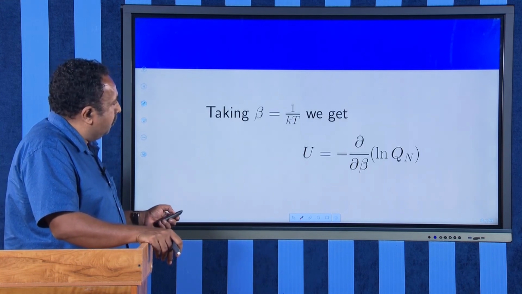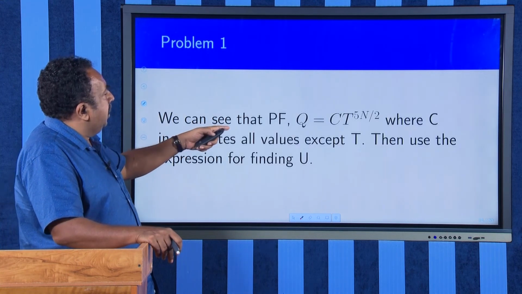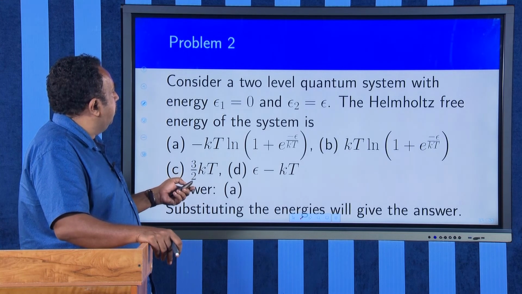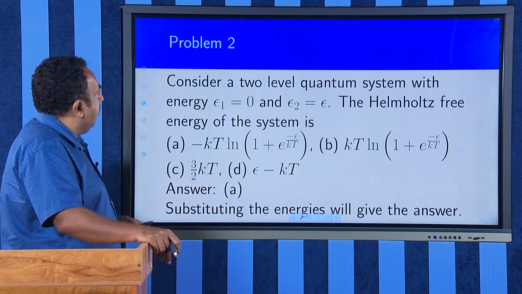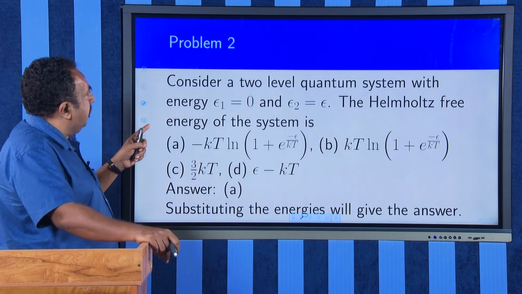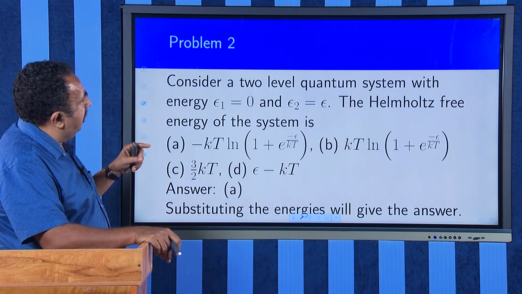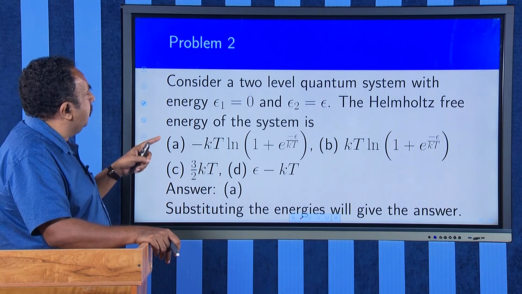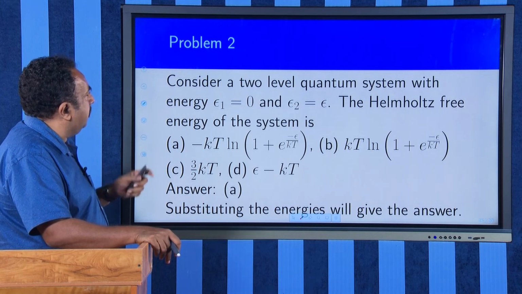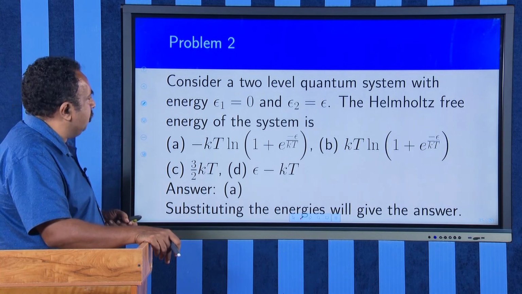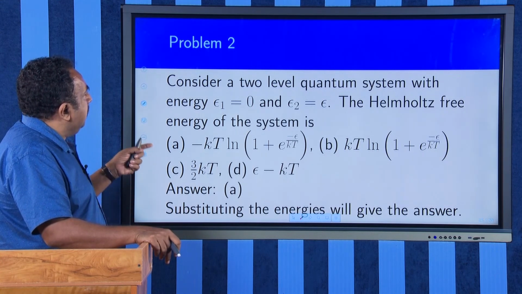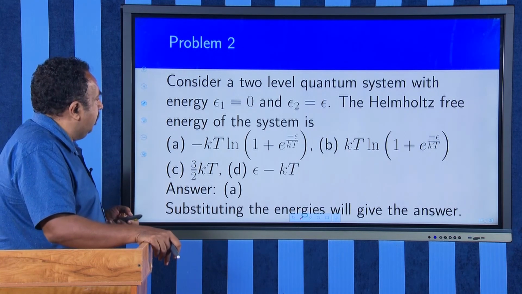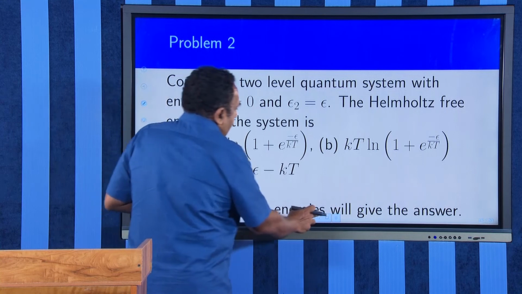We will go for one more problem. This is how I had done that: Q is equal to C T^(5N/2), and then substitute it in that problem. Now, we will go for the second problem. Consider a two-level quantum system with energies ε1 equal to 0 and ε2 equal to ε. What is the Helmholtz free energy of the system? You are given that the first energy level is 0 and the second energy level is ε.